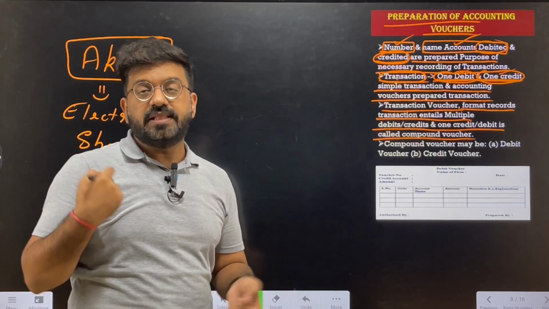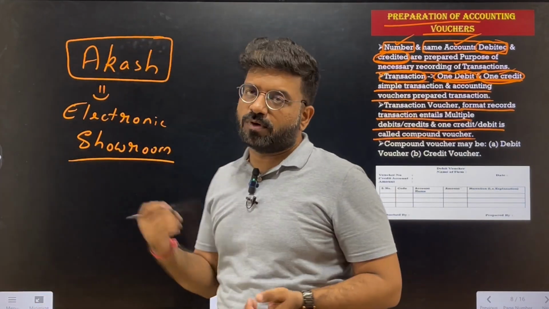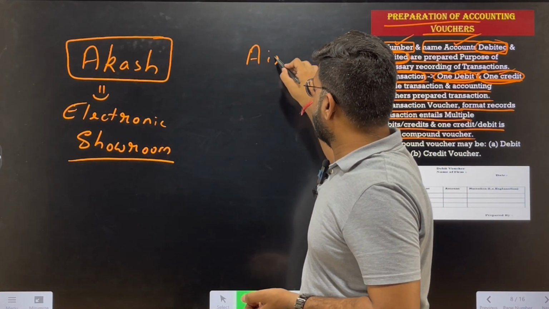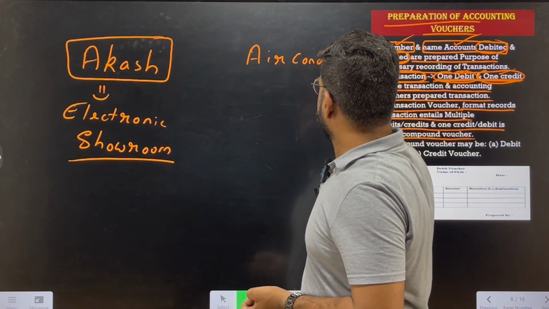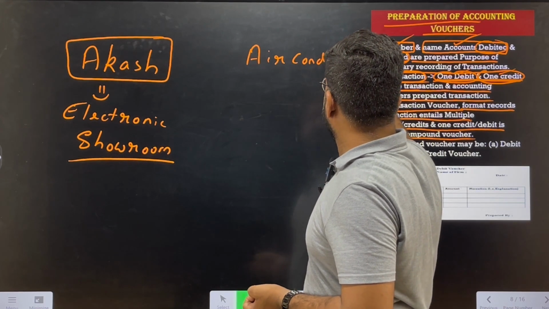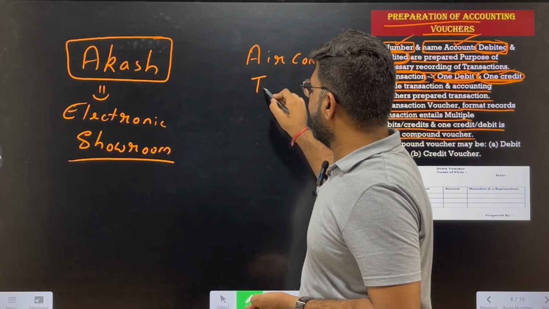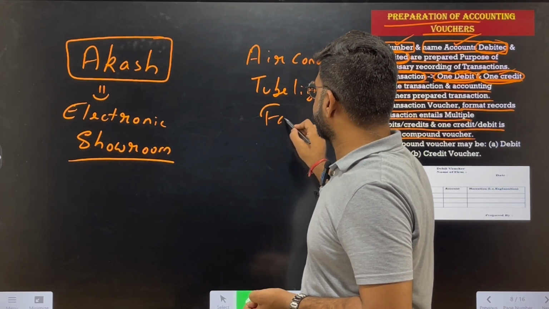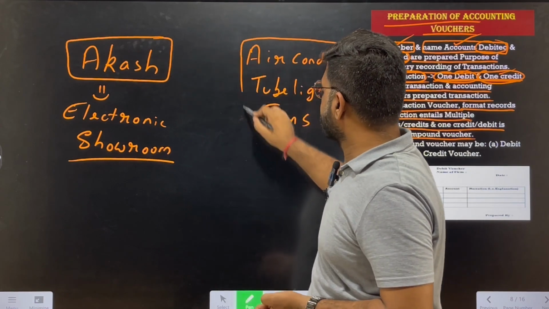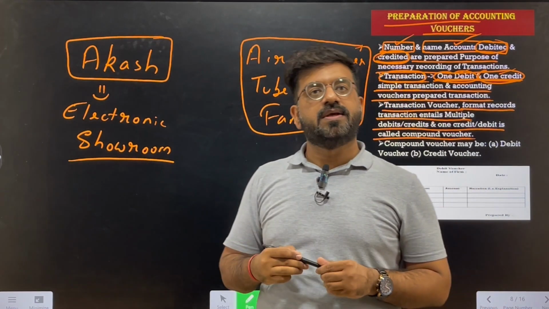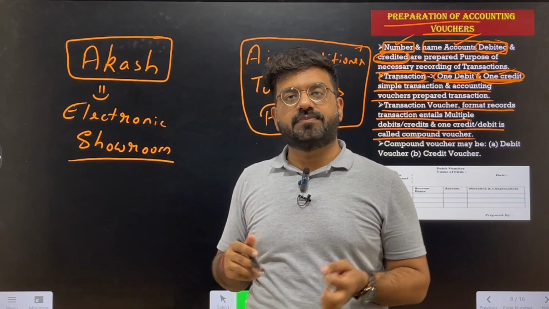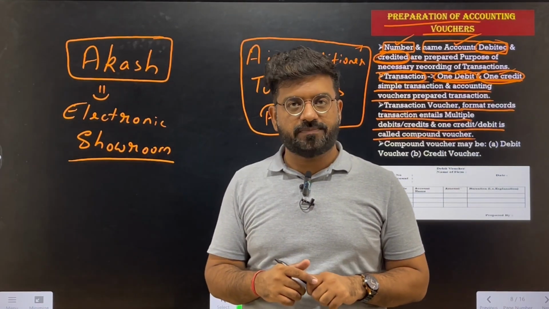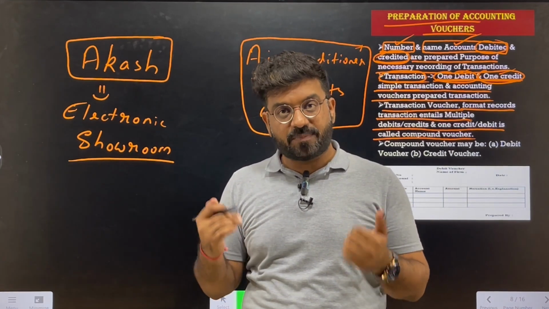Now, we in the business need some items from the electronic showroom. Suppose we need an air conditioner in our office. We will have to buy tube lights. We will have to buy fans. So suppose these are the three items which we need in our office. So we simply go to Akash's electronic showroom and ask him to please give us these three items.